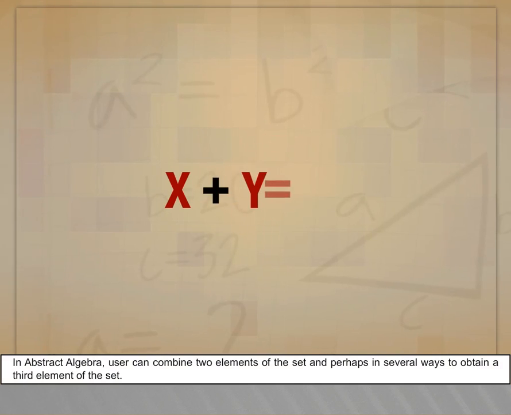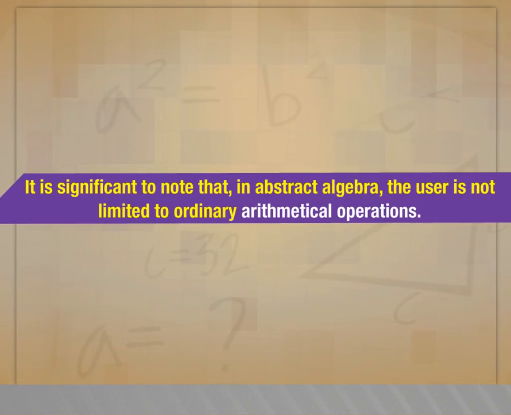In abstract algebra, the user can combine two elements of the set, perhaps in several ways, to obtain a third element of the set. It is significant to note that in abstract algebra, the user is not limited to ordinary arithmetical operations.